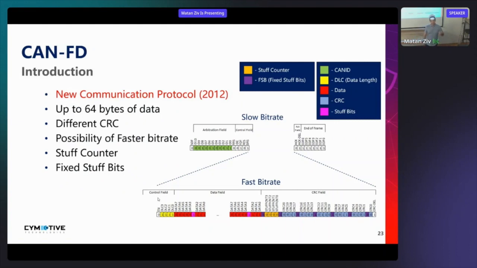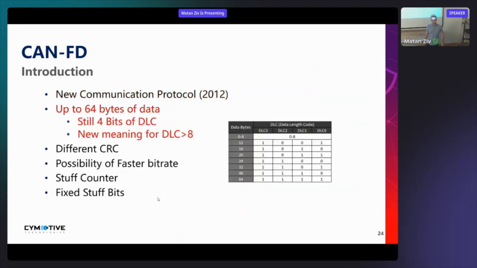Let's move on to CAN FD. Hopefully this will be a bit faster. CAN FD is a newer protocol, which was born in 2012. It now allows up to 64 bytes of data, and the same DLC field is again used, but has a different meaning for any value above 8.